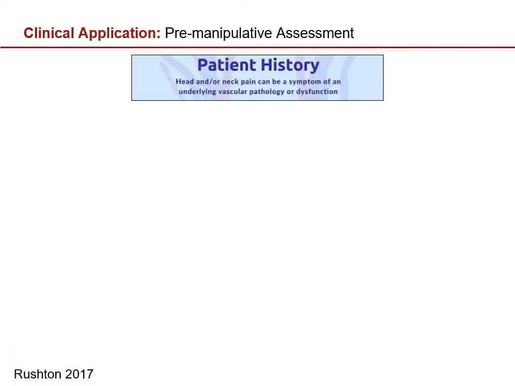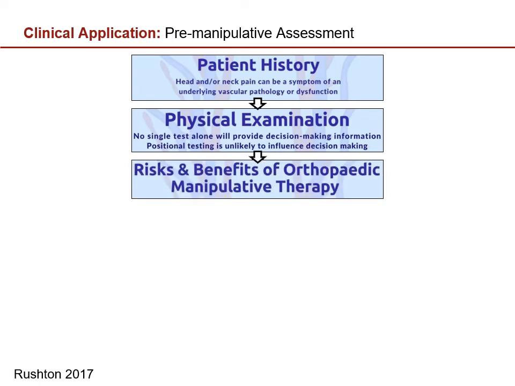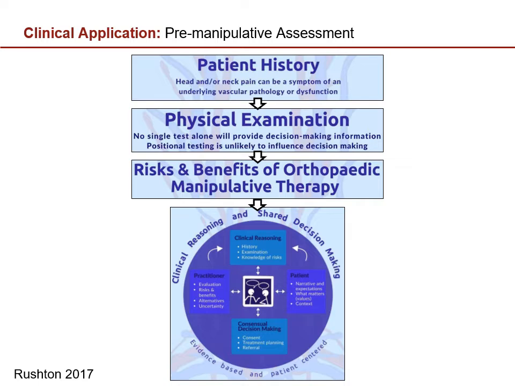So as I alluded to, you have the patient history, followed by the physical exam, the risk and benefits of orthopedic manual therapy or manipulative therapy in said patient, and then the shared decision model, which includes not only the therapeutic alliance and open communication and dialogue, but also consent and treatment planning.